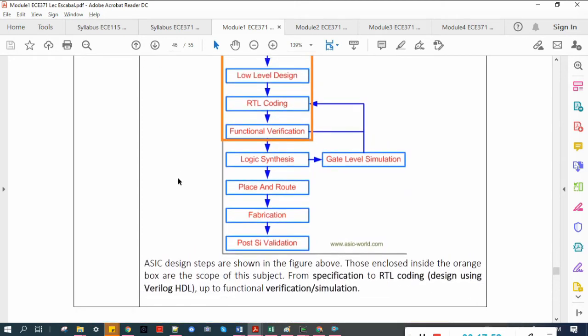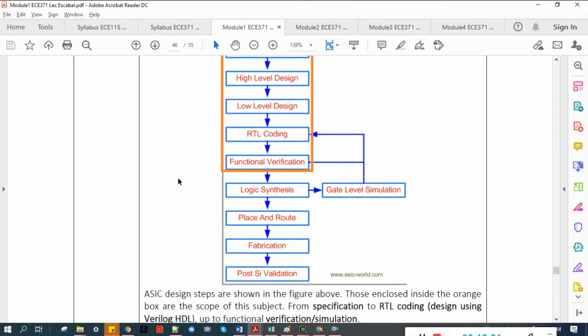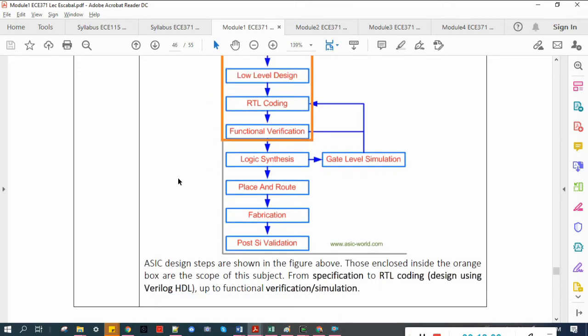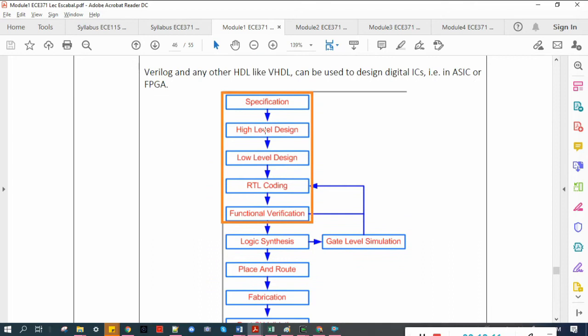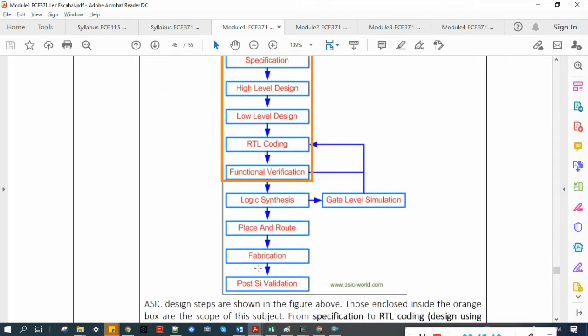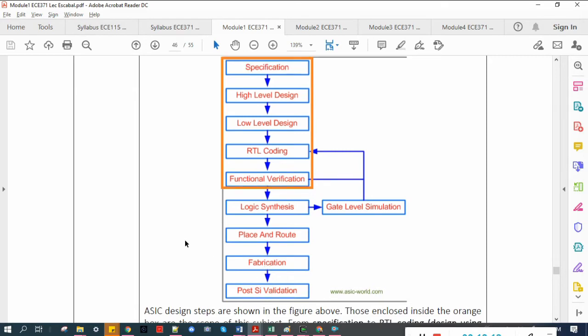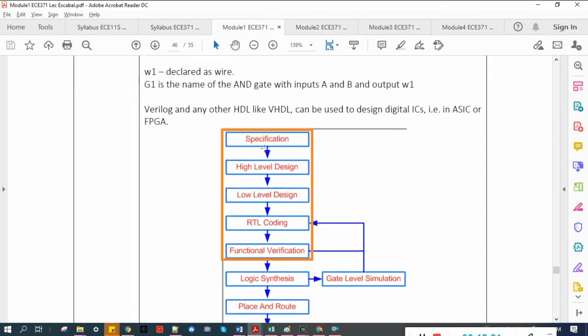From specification to RTL coding, design using Verilog or HDL, up to functional verification or simulation. So we will be only tackling this part. Let's not go to logic synthesis, place and route, fabrication, post-silicon validation.